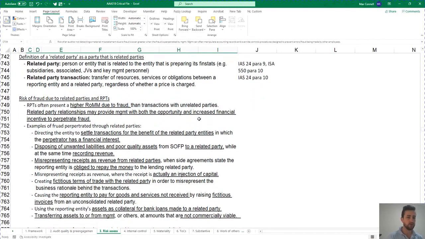Some examples of fraud perpetrated through related parties are: directing the entity to settle transactions for the benefit of related parties in which the perpetrator has a financial interest, disposing of unwanted liabilities and poor quality assets to a related party while at the same time recording revenue, misrepresenting receipts as revenue from related parties when side agreements state the reporting entity is obliged to repay the money to the lending related party, misrepresenting receipts as revenue where the receipt is actually an injection of capital, and creating fictitious terms of trade with the related party in order to misrepresent the business rationale behind the transactions.